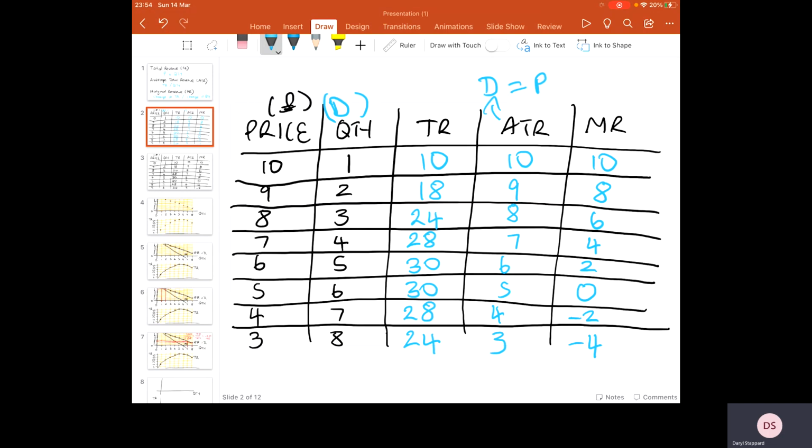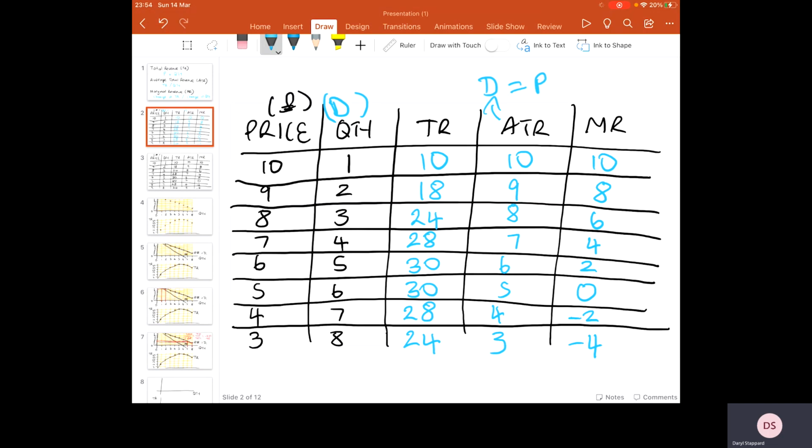Now, it's worth noting at this point what is happening here. The reason why marginal revenue falls away at a much quicker rate than average total revenue is that when we lower the selling price to raise the demand, it's not just the new customer that is getting the new lower price, the marginal customer, it will be the original customer as well.